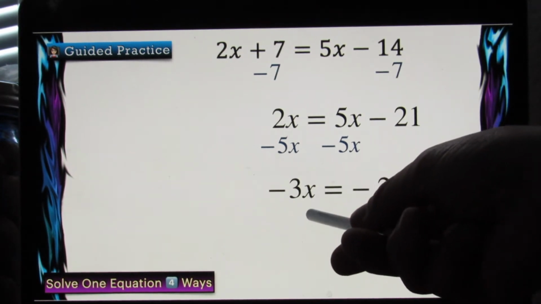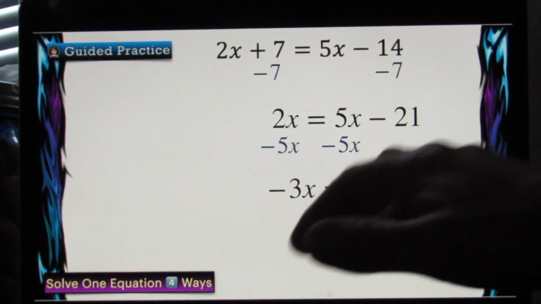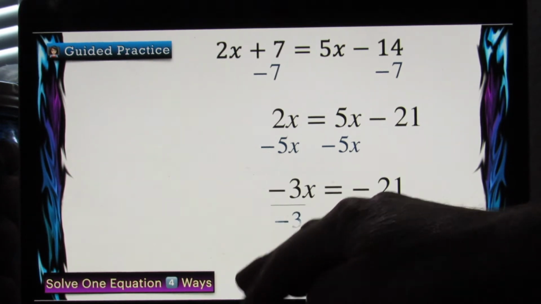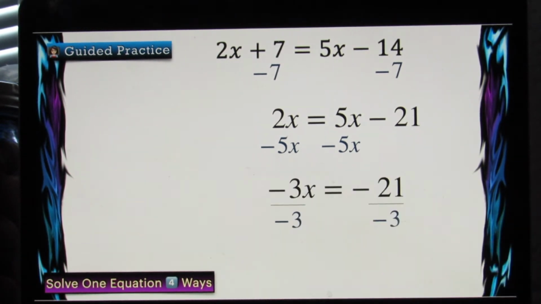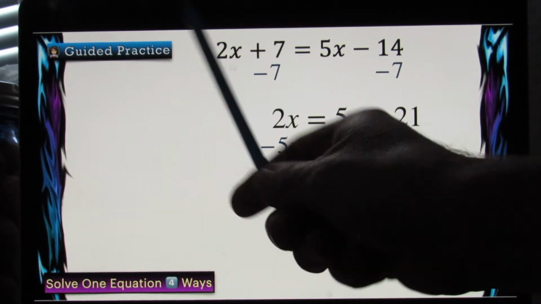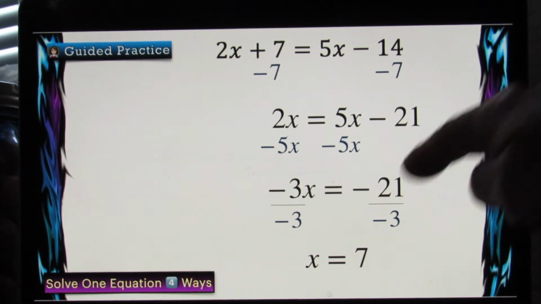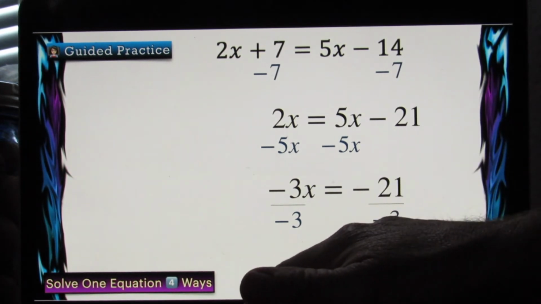We want to isolate this variable, so divide by negative 3 on both sides. And we got the exact same answer. That's really important to know. So the first kid decided to get rid of the 2x first. The second kid decided to get rid of the 7 first. And they both arrived at the same answer.